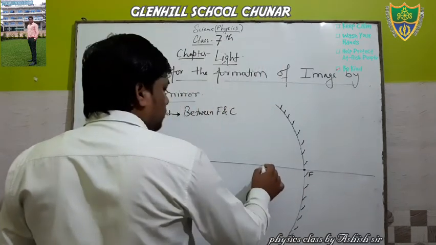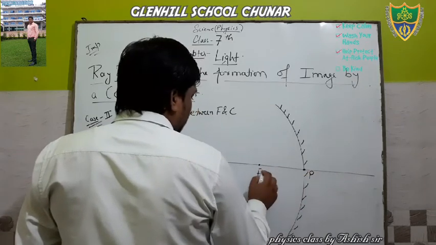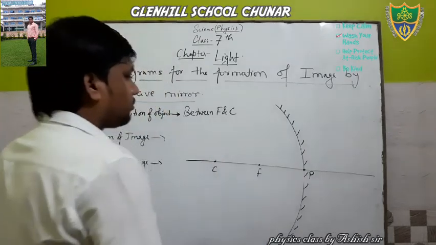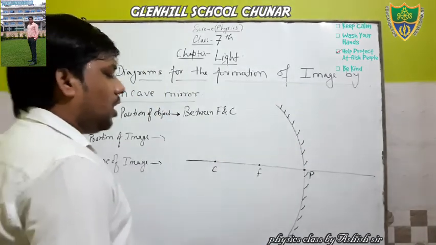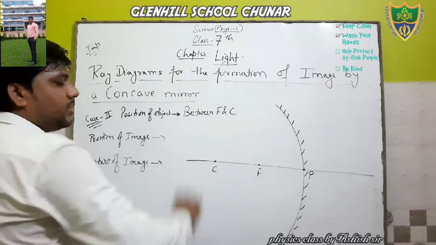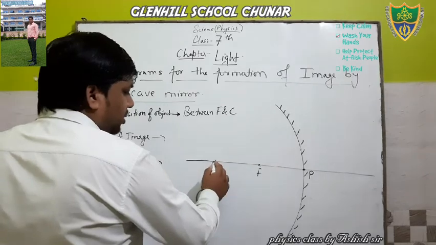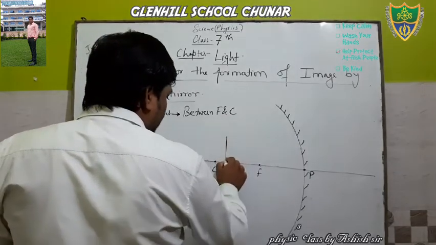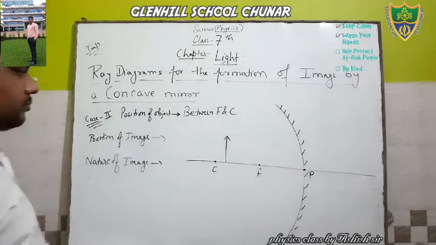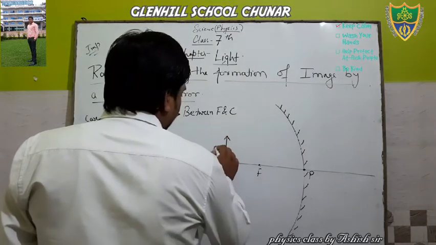This is pole. This is focus. This is center of curvature. Okay. Now, position of object is between F and C, means F here and C here. The object is placed between F and C, so you can place it anywhere in between F and C. Suppose we have placed it here between F and C. This is your object.